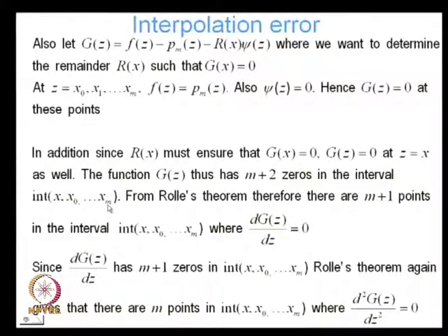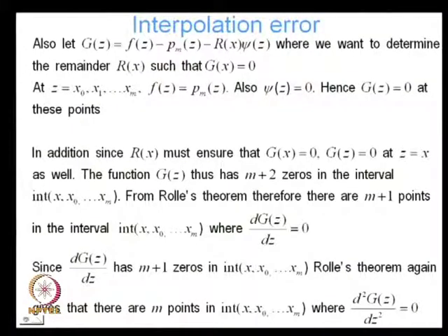Go back to your first year calculus, or wherever you studied calculus. If a function is 0 at two points in an interval a, b, what do we know about the derivative of that function? The derivative has to be 0 at least at one intermediate point. So that's Rolle's theorem.